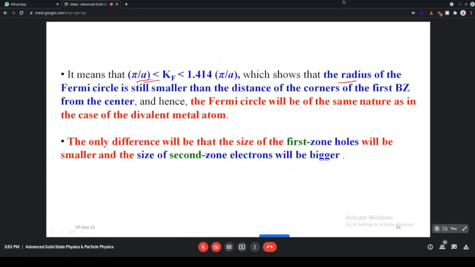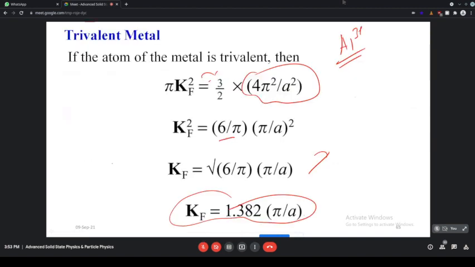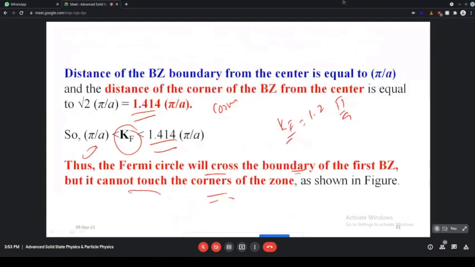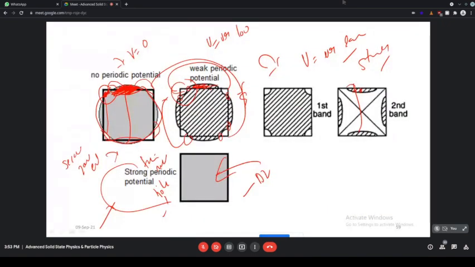The radius of the Fermi surface is still smaller than the distance of the corners of the first Brillouin zone from the center. The Fermi surface will be of the same nature as we considered for the divalent metal, but there will be only one difference. Suppose you draw a little larger surface, then these holes will be smaller in nature or larger in nature? Small. The size becomes small.